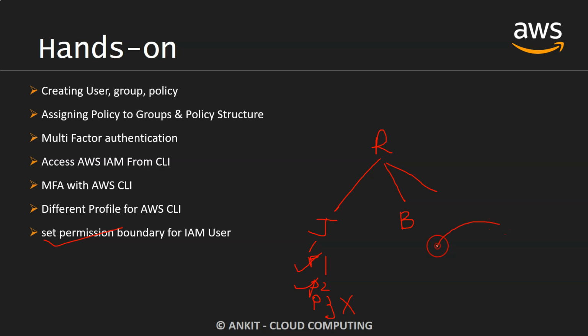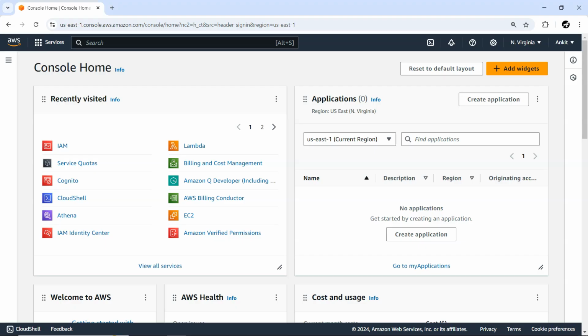So in short, if someone assigns permissions 1, 2, and 3, only the permissions allowed by the set permission boundary will be the effective permissions. So let's see how we can configure it.